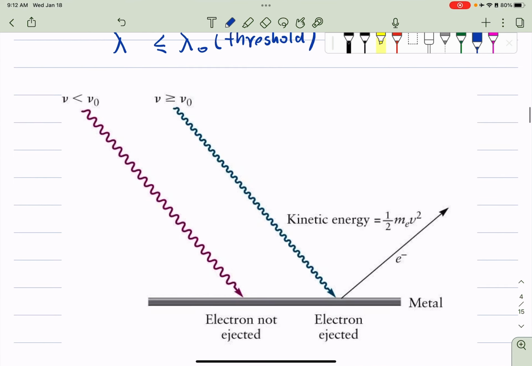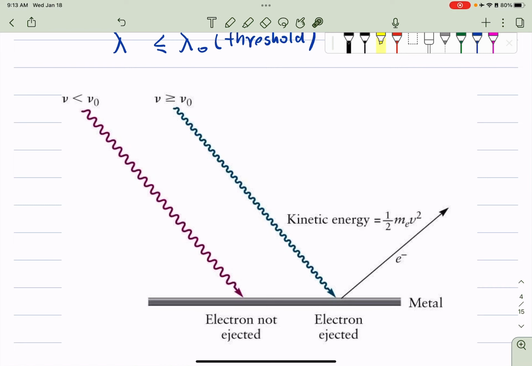Or if we put it on this figure, we can imagine we have two beams of light. The red light has a smaller frequency, the blue light has a bigger frequency. In this case, if the red light with a smaller frequency is used, and that is smaller than the threshold frequency, no matter how intense your wave is, you don't have any photoelectron ejected. Alternatively, if your frequency is larger than the threshold frequency, you'll get electrons ejected.